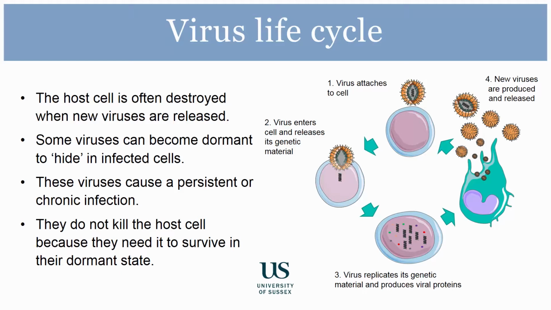But some viruses have the property of being able to become dormant and hide in infected cells. And when they're in this form of dormancy, they don't kill the host cell because they need the host cell to stay alive in order for them to stay alive. And cancer viruses often have this property, so they have the ability to hide in host cells in a kind of dormant phase and not actively go into this process of producing new viruses very often.